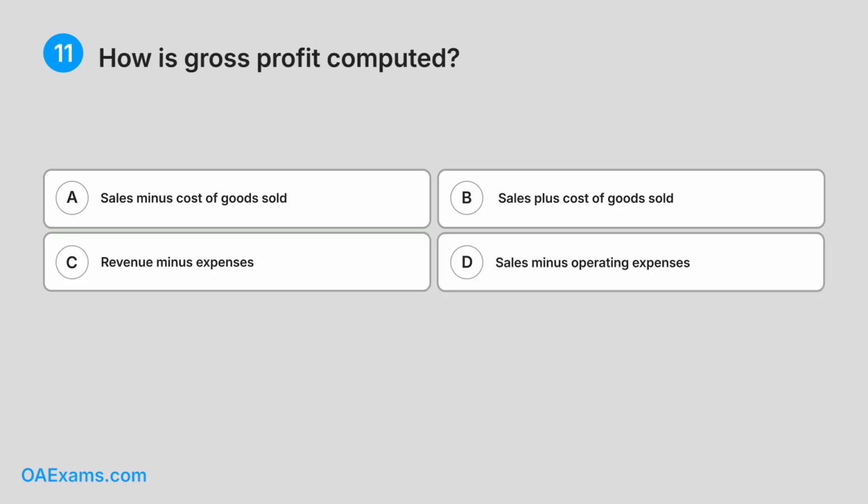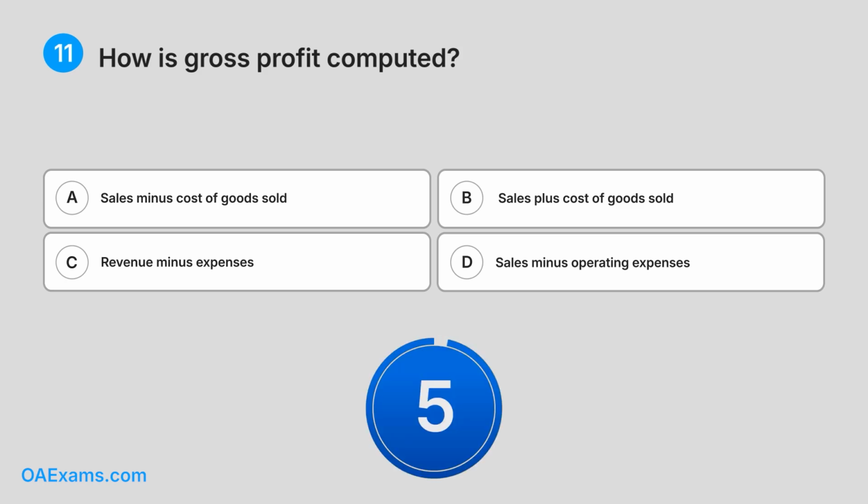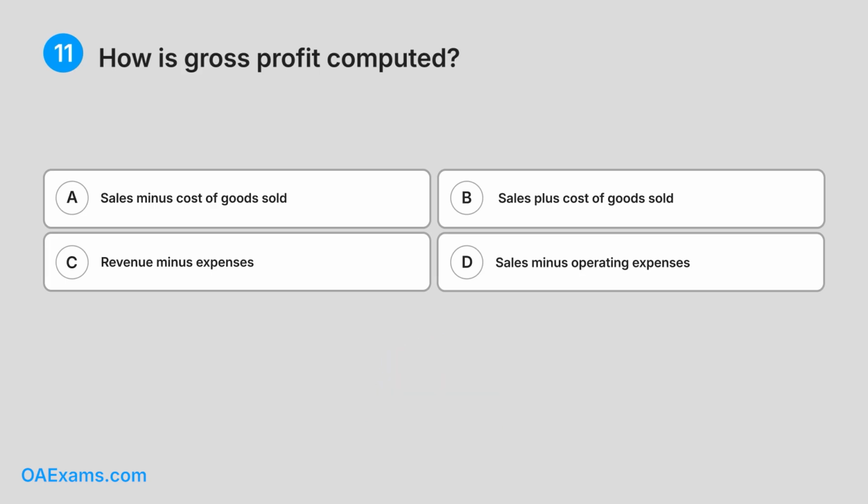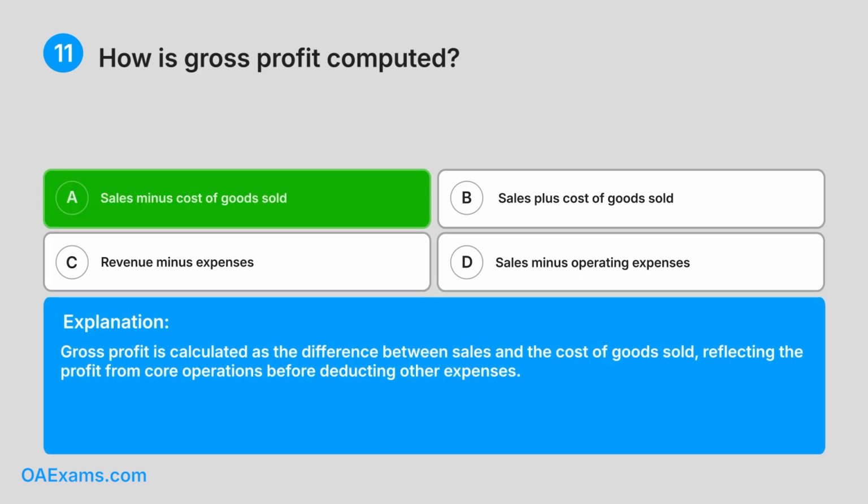11. How is gross profit computed? A. Sales minus cost of goods sold. B. Sales plus cost of goods sold. C. Revenue minus expenses. D. Sales minus operating expenses. What do you think is the answer? Correct answer: A. Explanation: Gross profit is calculated as the difference between sales and the cost of goods sold, reflecting the profit from core operations before deducting other expenses.